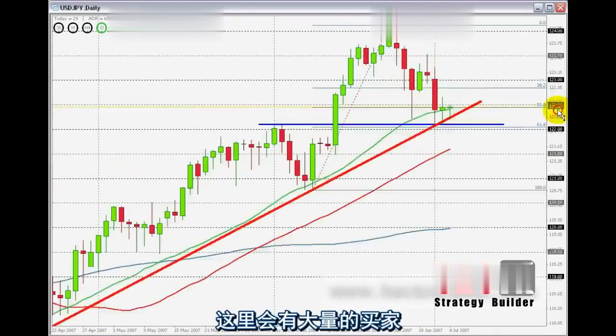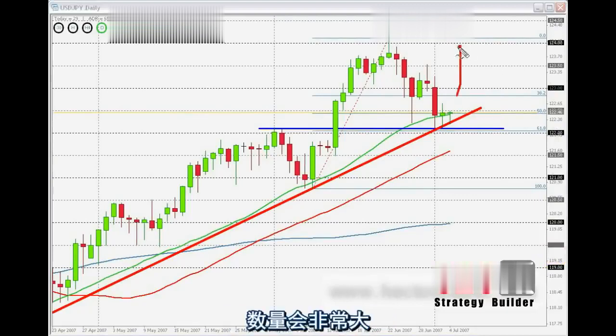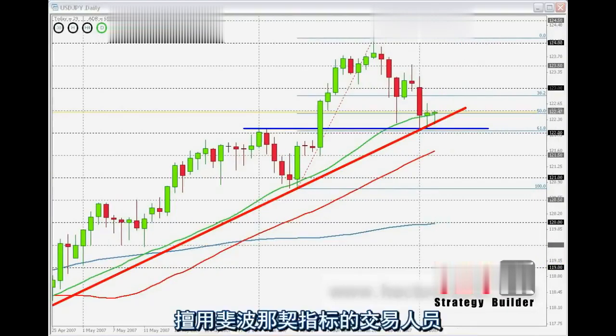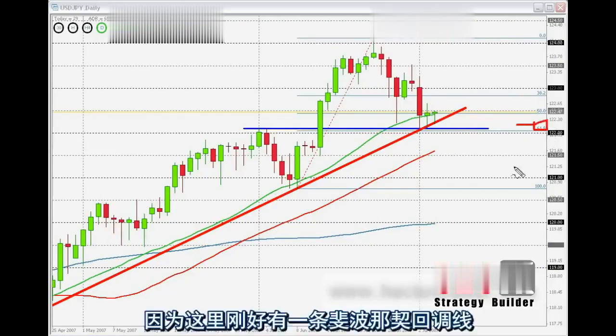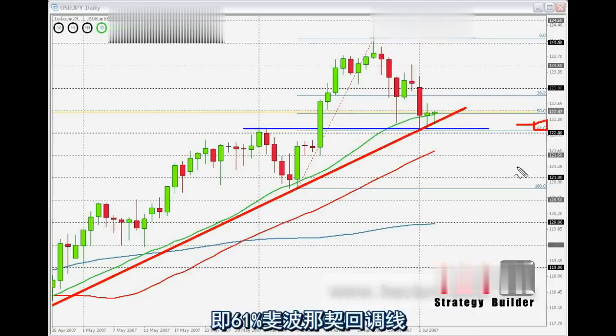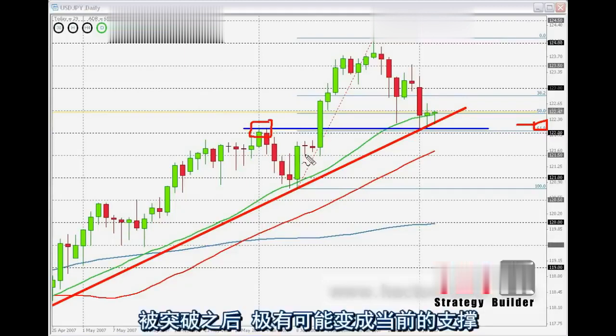There are going to be loads of buyers waiting at that precise level to enter the market in the long direction. Plenty of them. Imagine Fibonacci traders liking this level because there is a Fibonacci level there, to be exact, the 61% Fibonacci level. Support and resistance traders also like that level because it's a former level of resistance. As I said, once broken, it might become support.